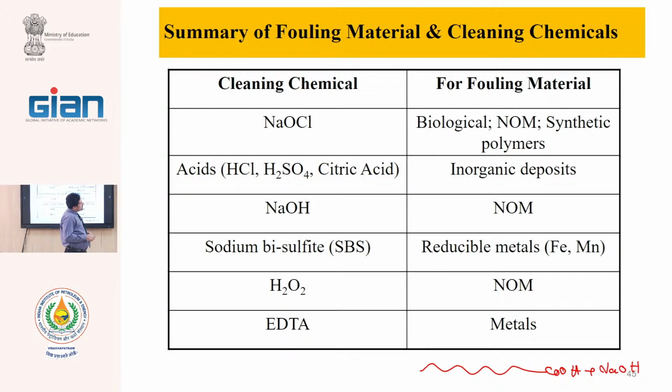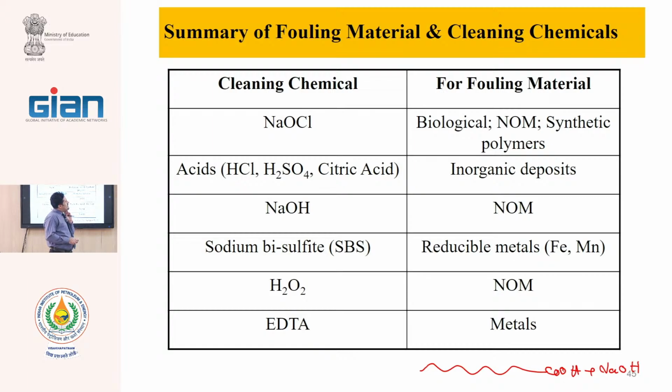For inorganic deposit, inorganic scaling, we use acid. Acid is better. Citric acid, sulfuric acid, or hydrochloric acid. Acids can dissolve the inorganic materials and remove them. Or we can use a complexing agent for removal of the metals or inorganics.